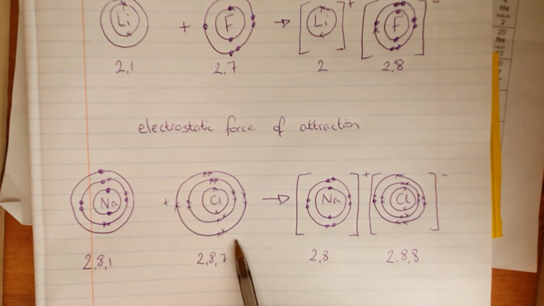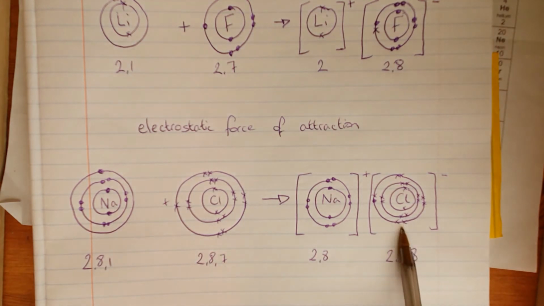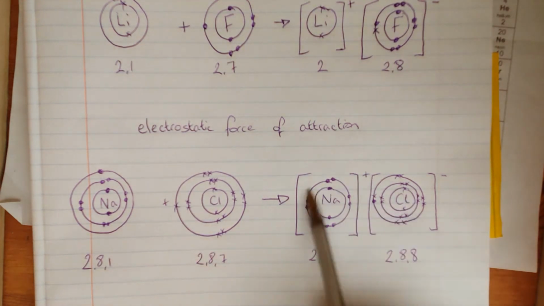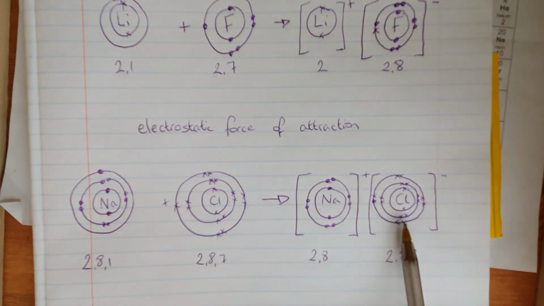Chlorine is an atom, it's 2, 8, 7. Over here, when it's an ion, when it's reacted, it's formed a bond, it becomes chloride. The name changes to show that it's reacted. So chlorine becomes chloride.